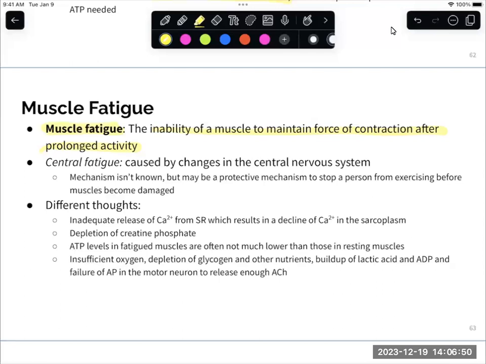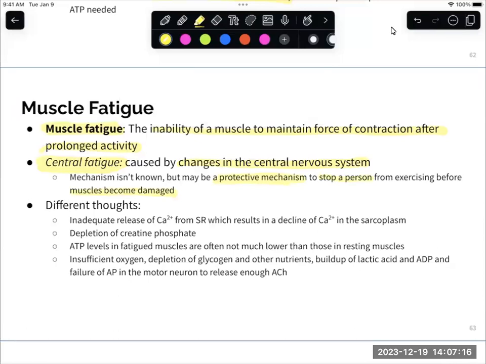There's two different kinds. We have the central fatigue, and it's caused by changes in that central nervous system. So the brain or the spinal cord. We don't know what causes it, but we think it can be a protective mechanism that's working to protect from muscle damage. So stop that person before that muscle damage occurs.